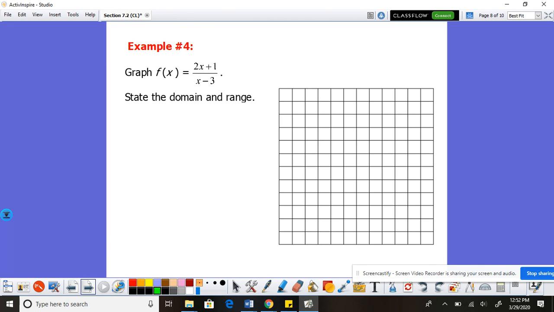All right, so let's do an example. We want to find the graph f of x equals 2x plus 1 over x minus 3. We want to state the domain and range, which is pretty easy. And then we will also graph it, but because it doesn't say it, we're going to cheat. Actually, we'll just graph it, kind of eyeball it. All right, so here's my axis. So first thing I always want to do is find my asymptotes.